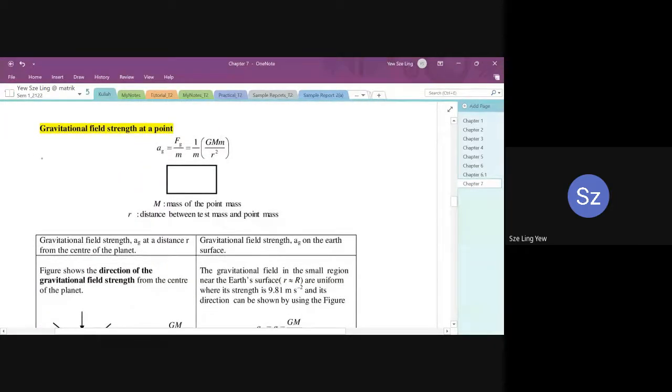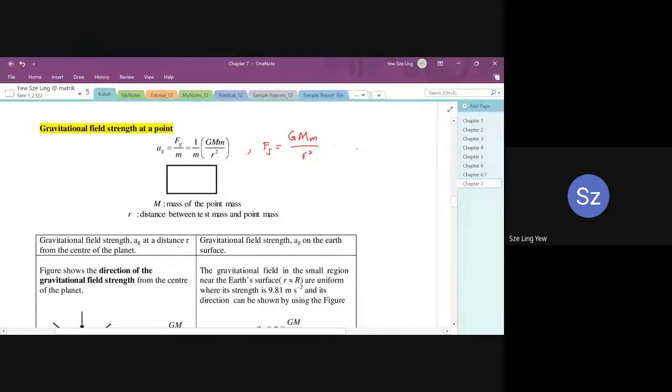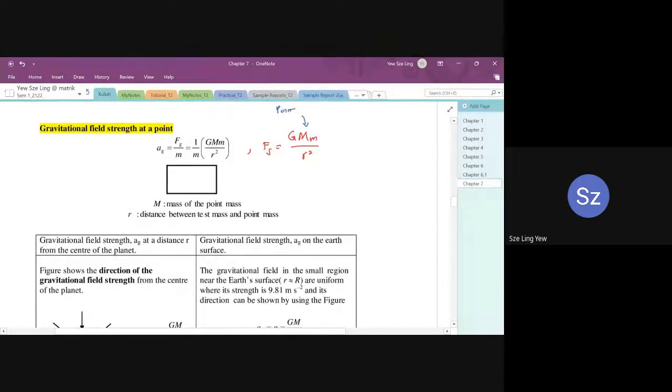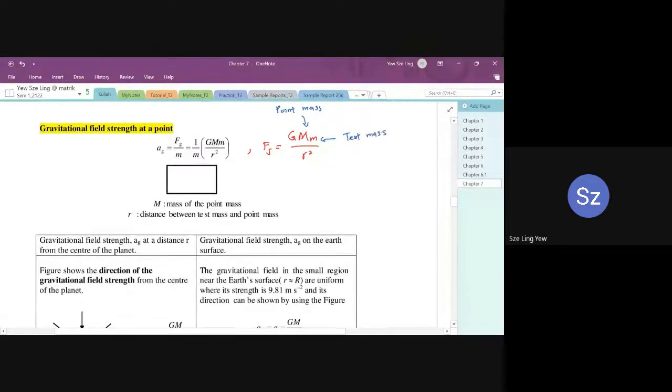Gravitational field strength at a point. So now you want to look at the gravitational field strength at a point, but not just the surface of the Earth. So what are we going to do? We substitute Fg equals GMm over r squared. This capital letter M and small letter m carry different meanings. Capital letter M stands for point mass, which is the mass that is not moving. Small letter m is the test mass, the mass that can be moved around in the situations given.